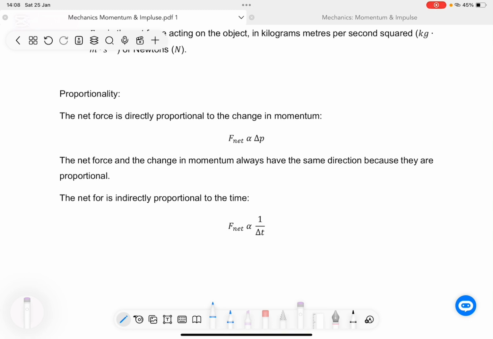We will do some questions to learn how to then solve problems using this new law that we defined.